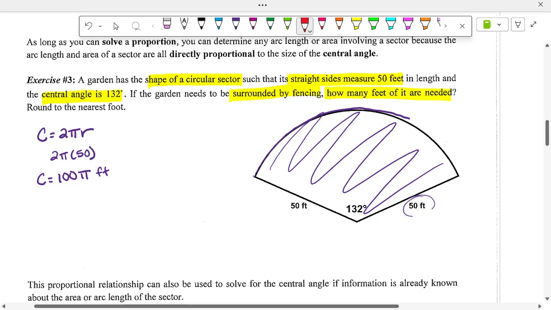Now, we need to know how big of a piece of the pie this is. So what do I do to find how big that piece is? We do 132 divided by 360. So as a fraction, that would be what? 11 over 30. That's how big of the pie we got.